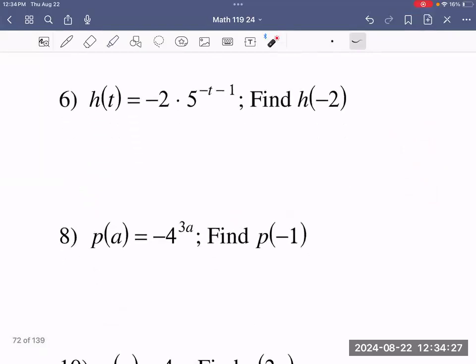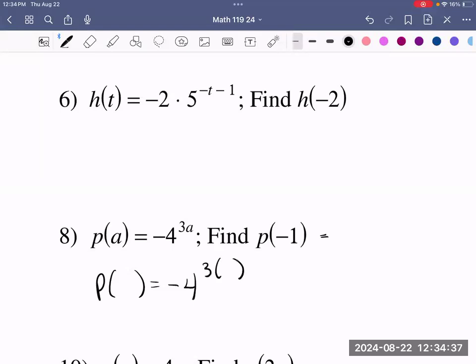So let's see, let's do number 8. So this is when we have p of a is equal to negative 4, 3 to the a. This is when a is equal to negative 1. So we're going to replace that a with negative 1. Get negative 4 to the negative 3. Now, if you have a negative exponent, we're going to change the location. So if this negative 4 is in the numerator, we're going to drop it down into the denominator. So you have 1 over. We can keep that negative on the outside.